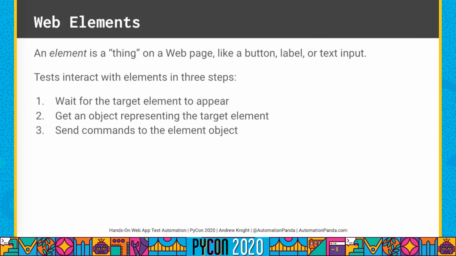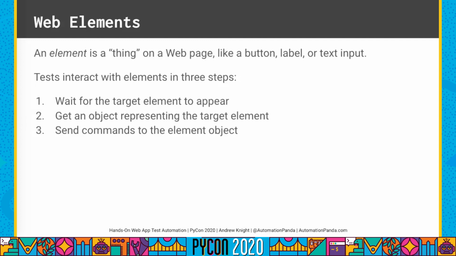The third part to an interaction is that we will send commands to that element object. It may be something that should enact change on the page, such as clicking an element. Or it may be that we want to get properties from the element, like its text value, or maybe some HTML attribute value. All these things are part of an interaction with an element.